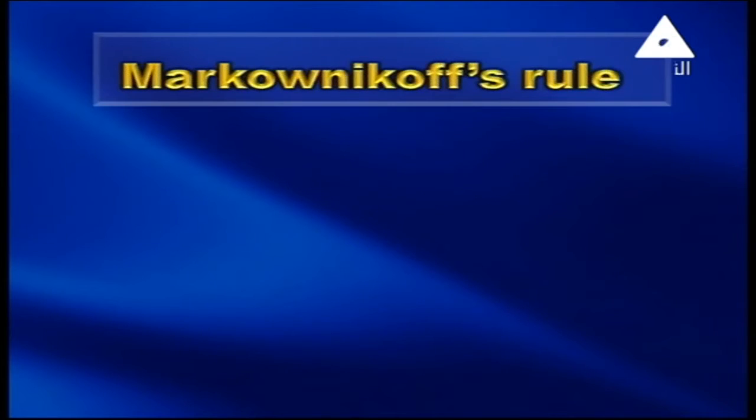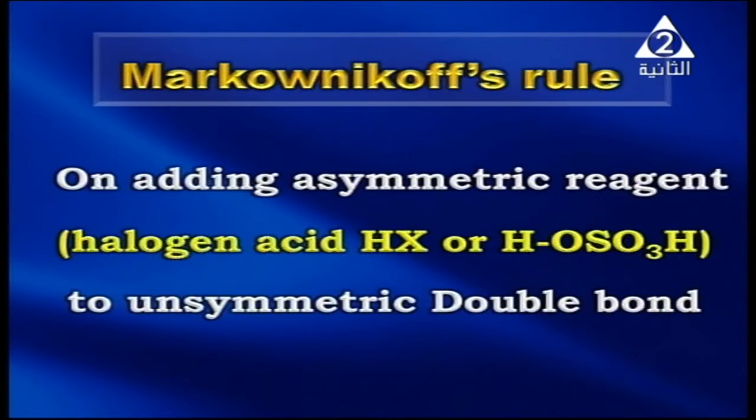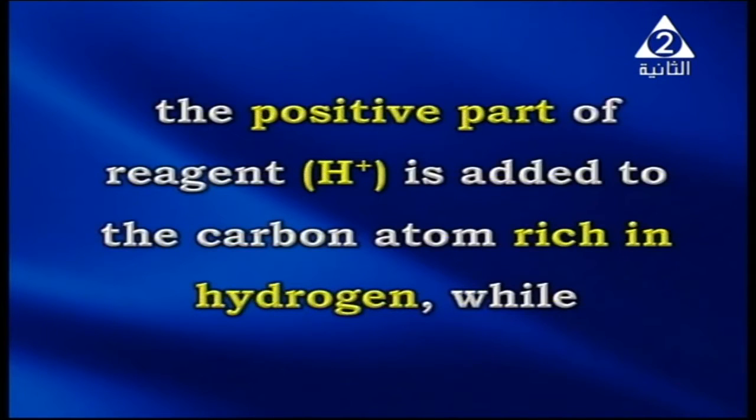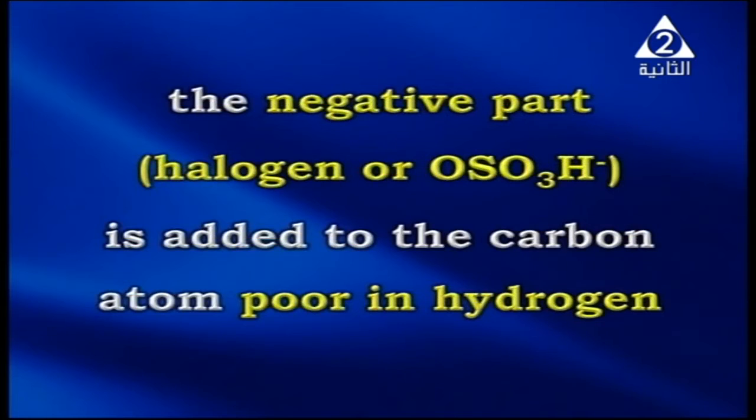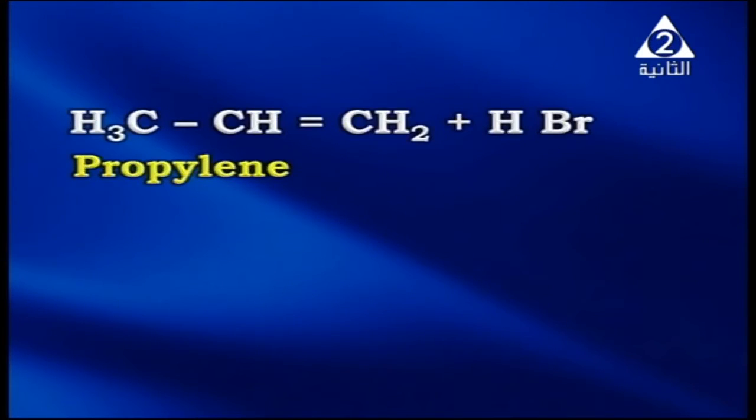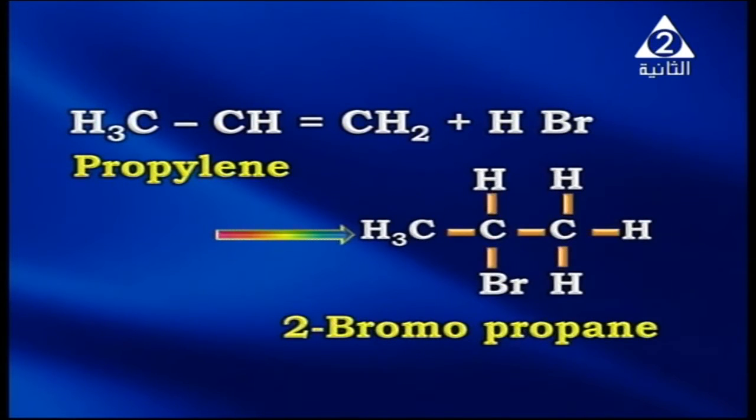Here we have to apply Markovnikov's rule, which states that on adding an unsymmetric reagent such as halogen acid HX or sulfuric acid HOSO3H to an unsymmetric double bond, the positive part of the reagent is added to the carbon atom that is rich in hydrogen, while the negative part, halogen or OSO3H negative ion, is added to the carbon atom that is poor in hydrogen. So the equation of adding hydrogen bromide gas or hydrobromic acid to propene or propylene gives 2-bromopropane, not 1-bromopropane.